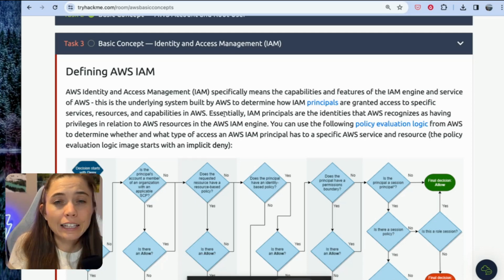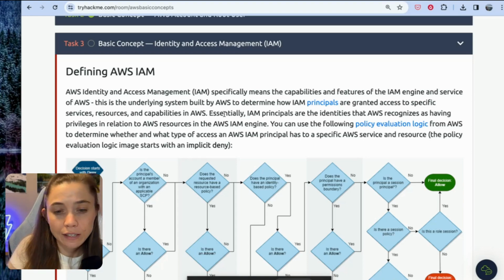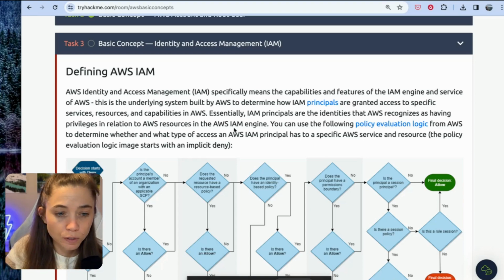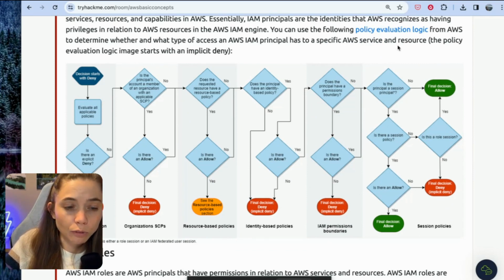Based on what I saw in the learning path, you can typically think of IAM principals as the who, even though IAM principals aren't necessarily always one to one with a human user. You can think of principals as who is allowed to do something, who is getting permission to do something. And then you can use the following policy evaluation logic from AWS to determine whether and what type of access an AWS IAM principal has to a specific AWS service and resource.